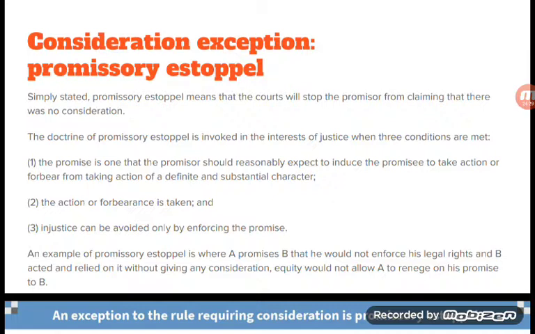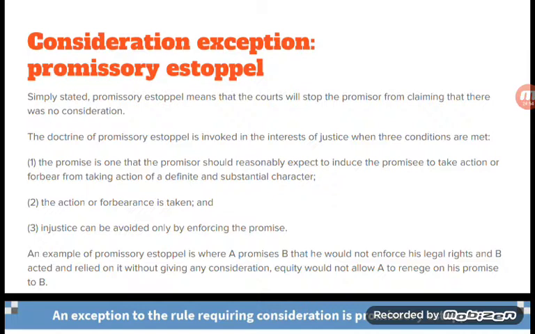One, there's a promise from a promisor where they should be reasonably expected to induce the promisee to take action. So here we have a past relationship, right? Boss, good employee. It makes sense the employee would rely on their boss's promise. Second one, an action or forbearance is taken. Employee did. They acted. They booked the cruise for $500.